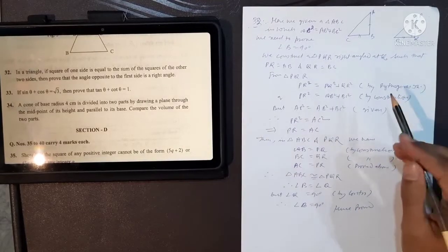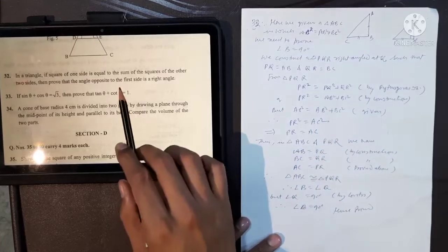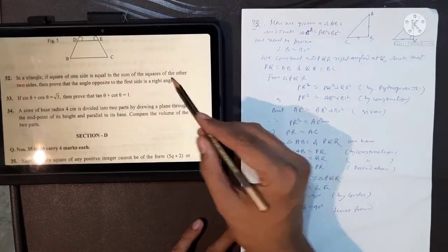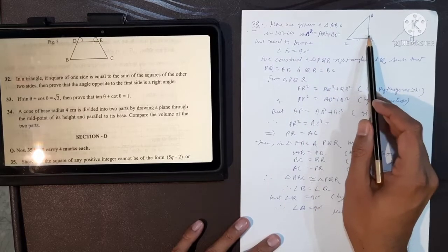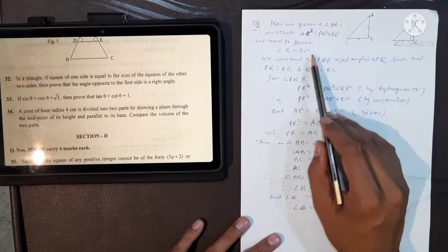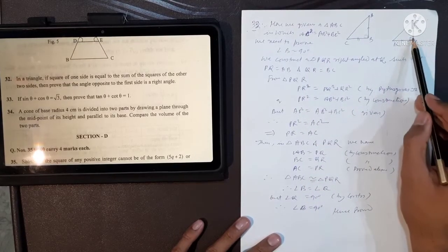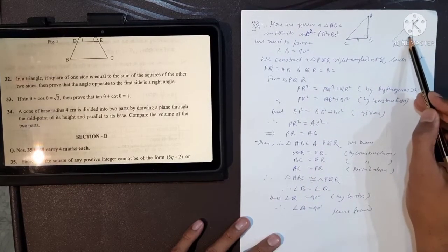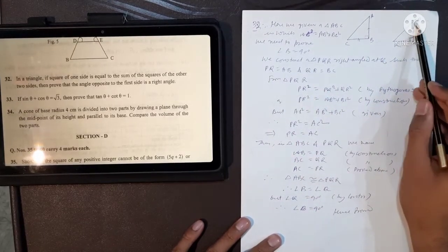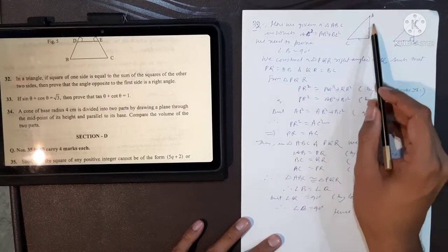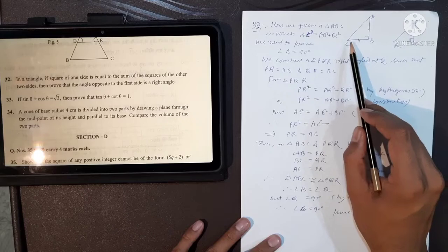For question number 32, we have to prove as given in question. For this we have to prove that angle B is 90 degree. For this we have to construct another triangle PQR, which is right angled at Q, and also that PQ is equal to AB and QR is equal to BC.